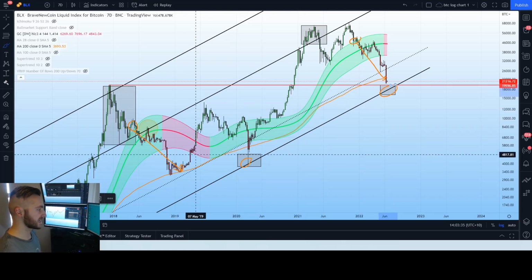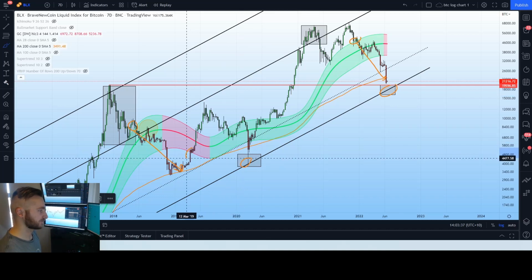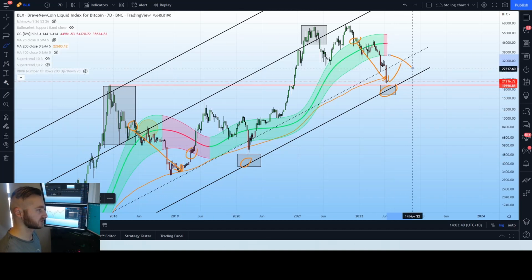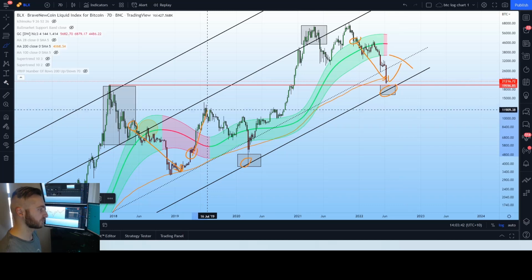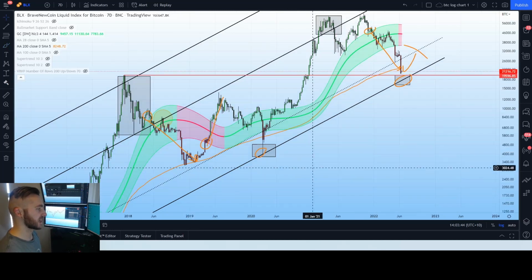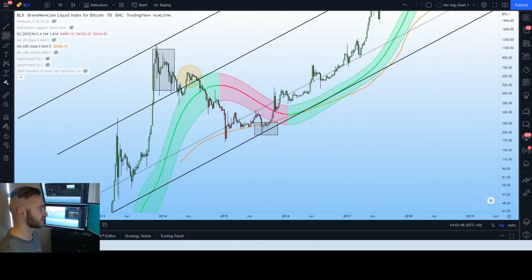When we push back into the Gaussian channel, at some point we will push back into the Gaussian channel. We will see a move right through the Gaussian channel. And that is going to happen again for Bitcoin here. It's happened every single time, right? We see it every time. It's a flip. It just flips the Gaussian channel.